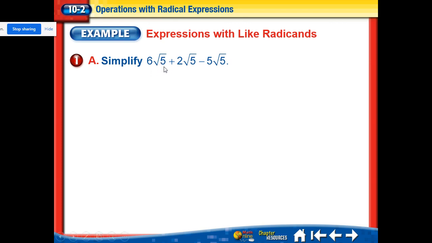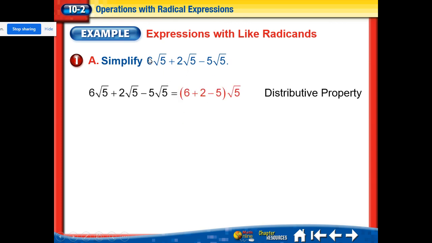So in this case, we have the square root of 5, a square root of 5, and a square root of 5. Those we can add together. And what do we do? We just add the numbers in front. 2 plus 6 minus 5. 2 plus 6, of course, is 8, minus 5 is just 3. So our answer is 3 square roots of 5.